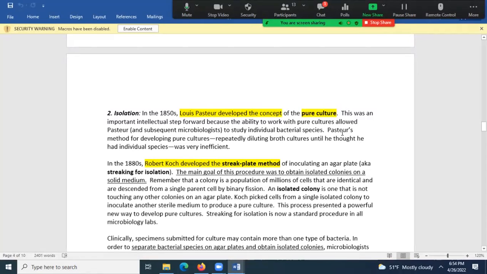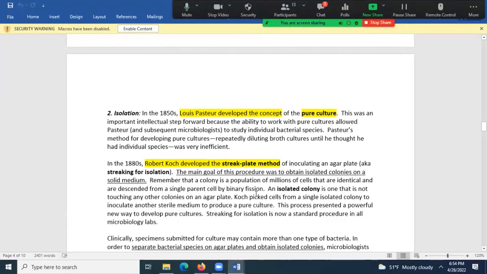Like I said, that was a way to get pure cultures, but it was very labor intensive. You had to have different dilutions and then 10 tubes of each dilution. And then you only got one out of the 10 tubes to grow before you would say that that was a pure culture. Robert Koch developed a much easier method for isolating growth of a culture, and that is you streak it out on a plate and you streak it to get isolated colonies.